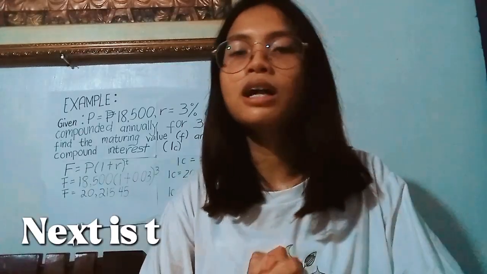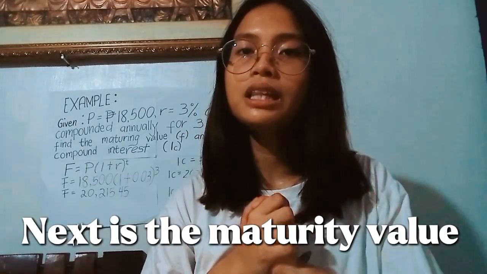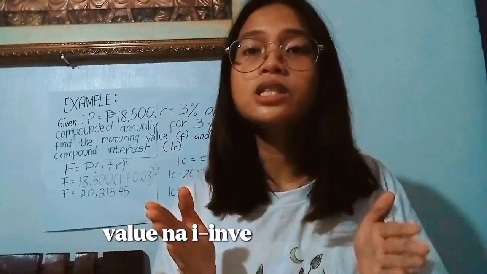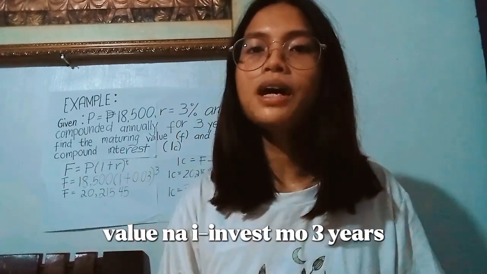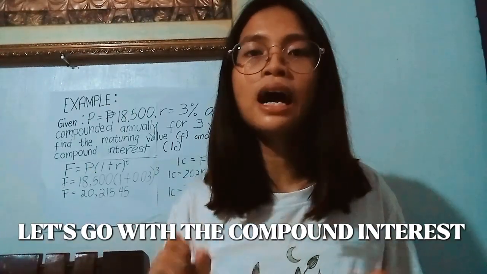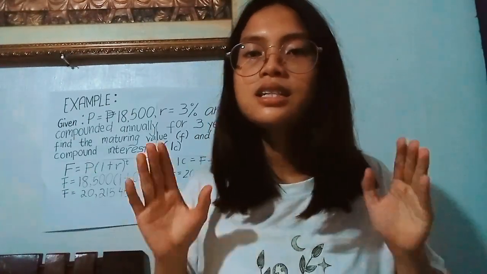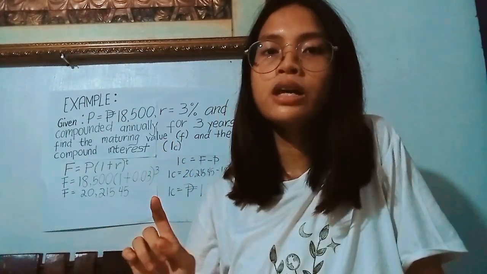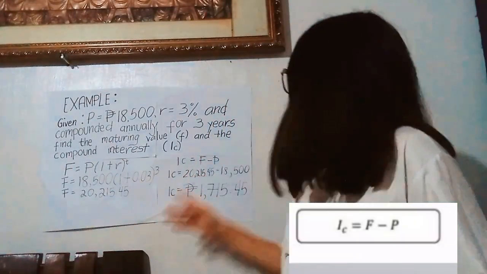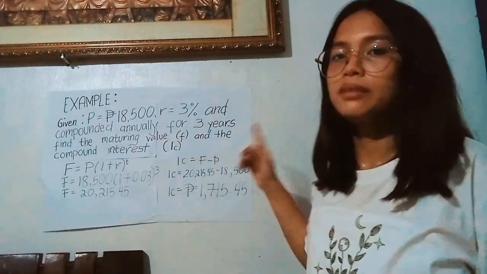Find the maturity value. Ang ibig sabihin nito guys ay ito na yung value na i-invest mo after 3 years. Meron kang rate of 3% and compounded annually, and then let's go with the compound interest. Simple lang yan guys. Yung problem natin to solve the compound interest, we need to use I sub C is equal to F minus P.